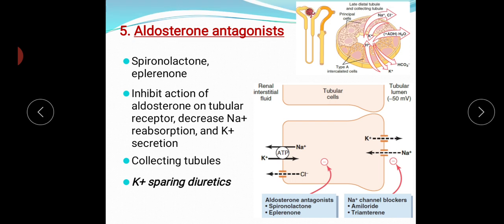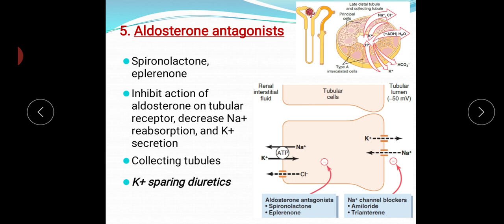Now you know that the late distal tubules and the collecting duct have two types of epithelial cell: one is the principal cell and the second is the intercalated cell. The principal epithelial cells are concerned with the reabsorption of sodium and the secretion of potassium. But the intercalated cells are concerned with the reabsorption of potassium and the secretion of H plus ion. Here, these drugs are mainly working over the principal cell.